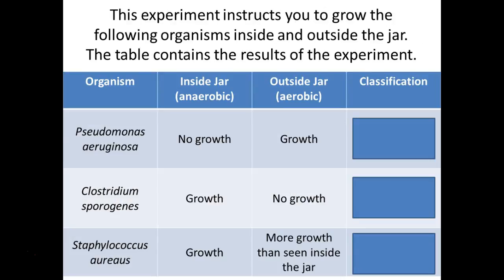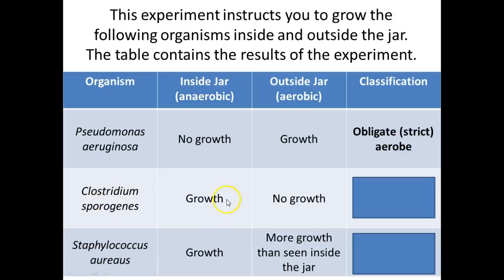This is the one I wanted to look at. So Pseudomonas, right? If we put that inside the jar under anaerobic conditions, it will not grow. If we leave it outside the jar under aerobic conditions, it will grow. So based on that, what would we classify this one as? This is aerobic, right? A strict or obligate aerobe, just like us.